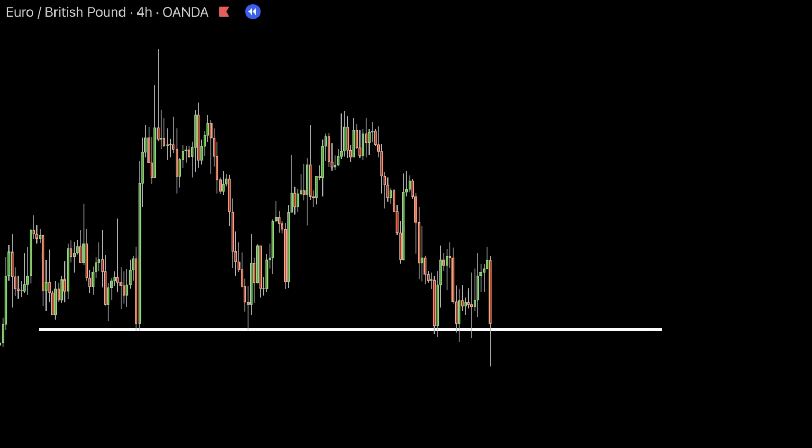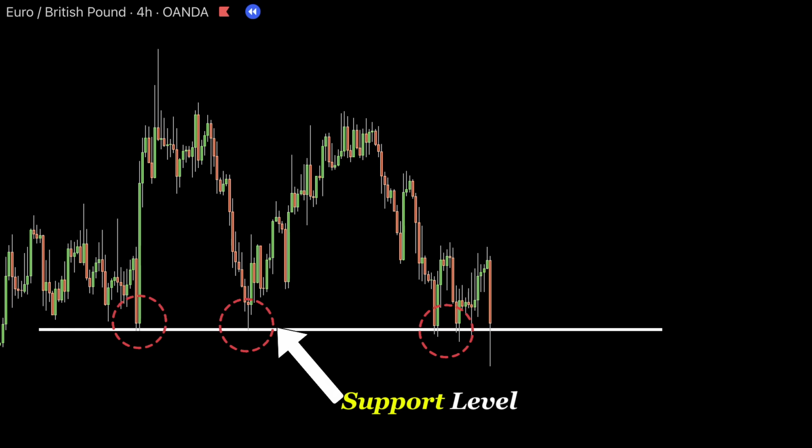Let's go through another real example, this time using the euro against the British pound on the 4-hour chart, which is particularly well suited for swing trading. On the 4-hour time frame, the market is moving sideways, and a well-defined support level stands out. Price has interacted with this level several times, confirming that it's an area of interest.